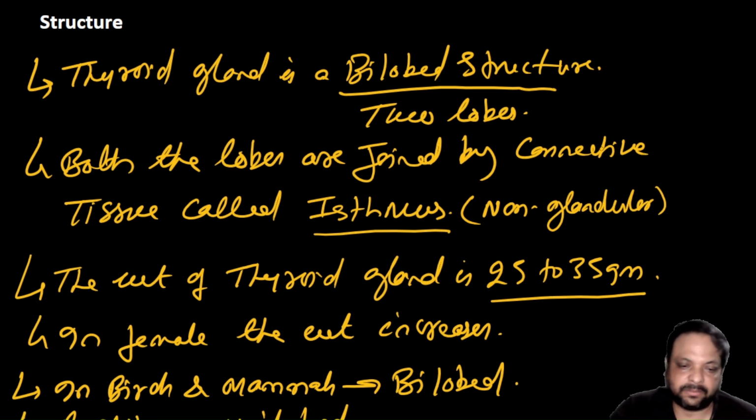So I'll draw the structure and explain it. First, let us know the thyroid gland is a bilobed, two-lobe structure. Both the lobes are joined by connective tissue called the isthmus, and the isthmus part is non-glandular. The weight of the thyroid gland is approximately 25 to 35 gram, and in females the weight is slightly increased. In birds and mammals it is bilobed, whereas in reptiles it is unilobed. Okay, let's go for the structure.